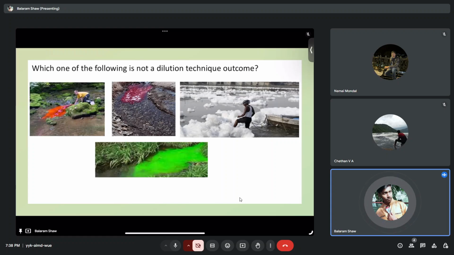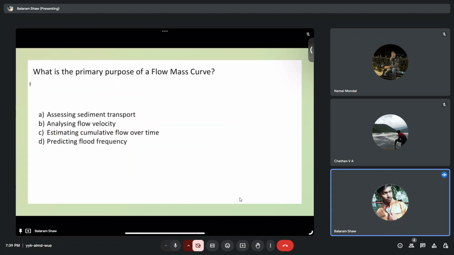Okay. So this is kind of one question. The question is, which of the following is not a dilution technique outcome, right? So these are the options. Okay, A, B, C, D, you can see, fine. So here you can see, these all are the dye that are being put. This is not any dye or something. This is the pollution that is happening in Yamuna river. Okay, so this is not a dilution technique. So correct answer is C.